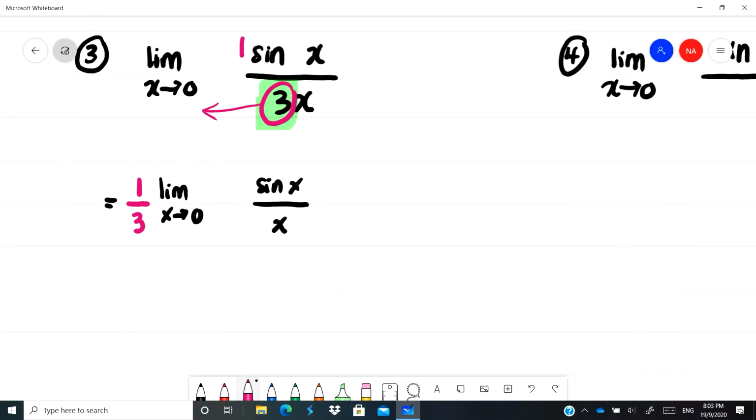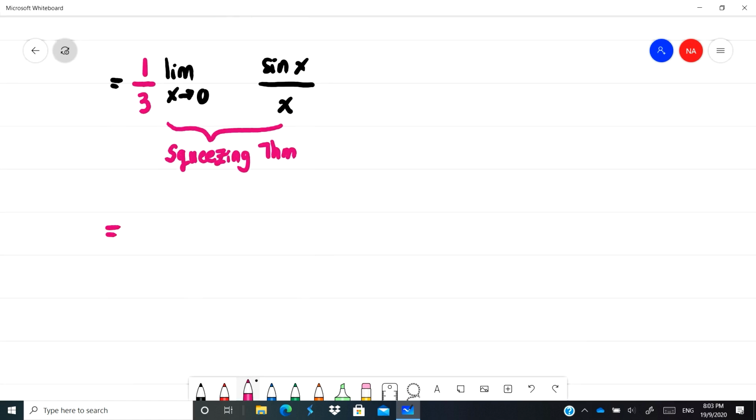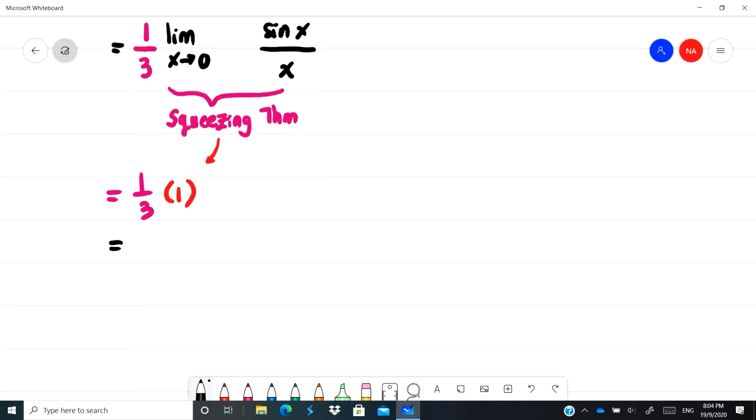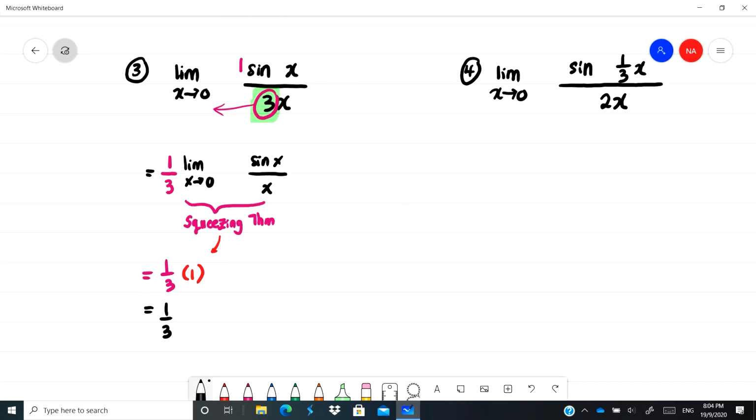All right, so you have 1 over 3 limit of x equal to 0 of sine x over x. So by squeezing theorem, again, you don't have to write that, but I'm writing it here so that you have the idea where the value comes from. Squeezing theorem says that the value will be 1. So you have that 1 over 3 there, and from squeezing theorem you get 1. Please show that it will be 1. So 1 over 3 multiplied by 1 will be 1 over 3. So your final answer will be 1 over 3.